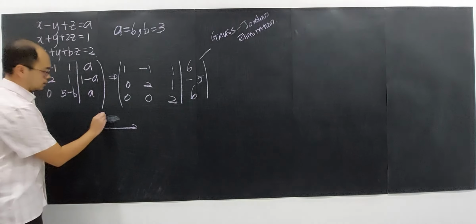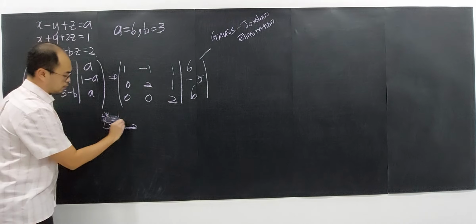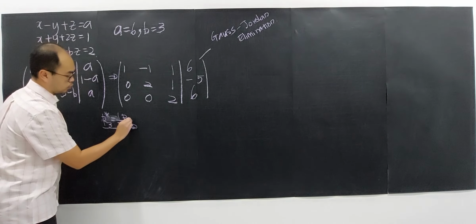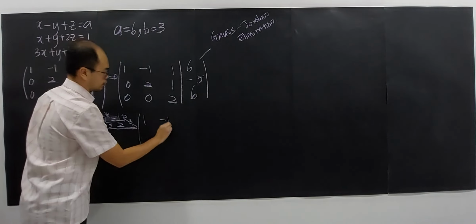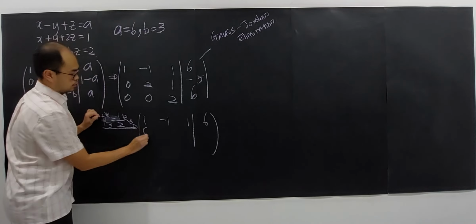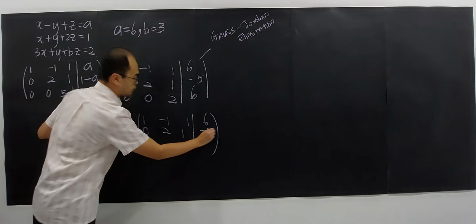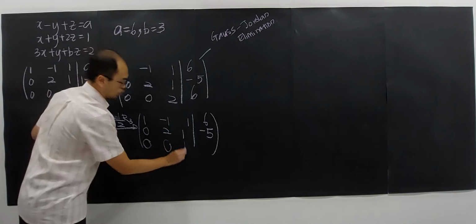So I'm taking the third row and multiplying it by 1 over 2, and I will get 1, -1, 1, 6. This one remains unchanged: 2, 1, -5. So 0, 0, 1, and 3.